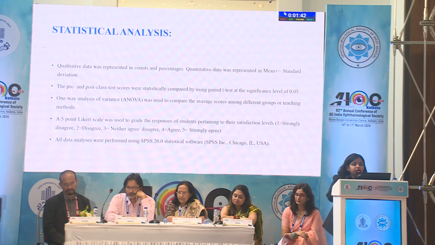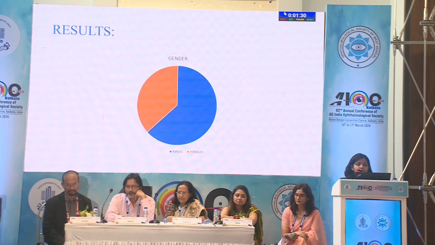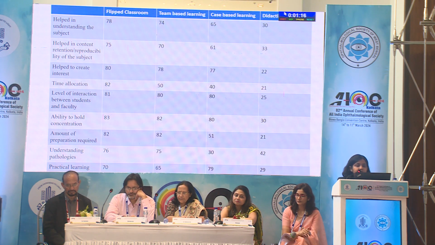The qualitative and quantitative data was in counts and percentage. Basically, pre and post-class test scores were used. ANOVA was used to compare the average scores, and a 5-point Likert scale was used to gauge the response. There were more males as compared to females. When we compared the mean pre-test and post-test scores in various groups, it was statistically significant in the flipped classroom, team-based learning, and case-based learning.